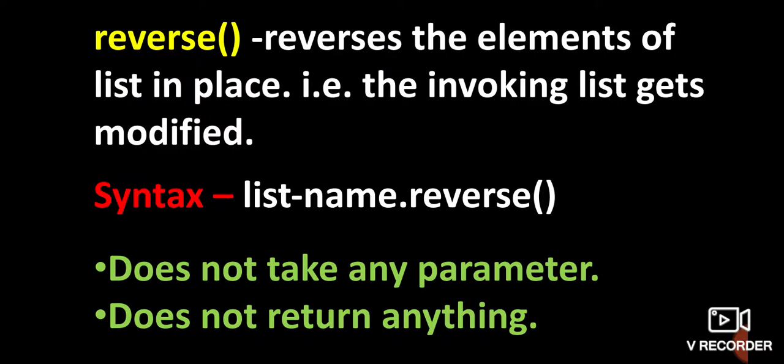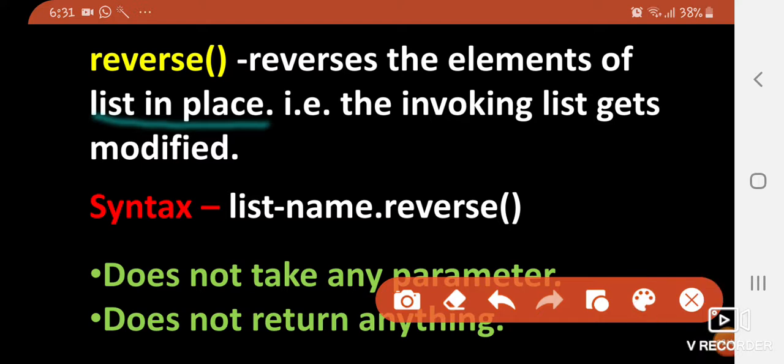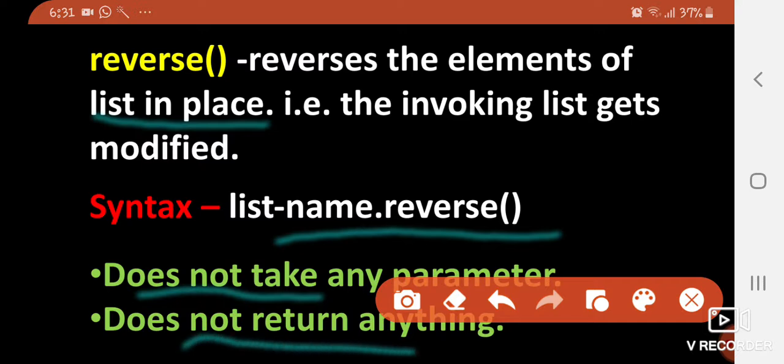Next function is the reverse function. As the name suggests, it reverses the elements of the list. It reverses the elements of the list in place. Means the original list, that is the invoking list, is going to get permanently reversed, and after executing this function you will not be able to get the previous state of the list. Okay, and you can see the syntax here. The syntax is list name dot reverse, means this function does not take any parameter, it does not return anything. Okay, so let us see it practically.